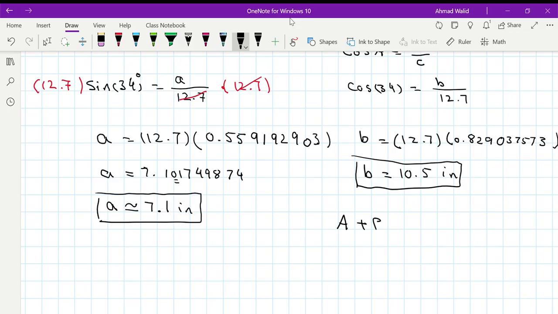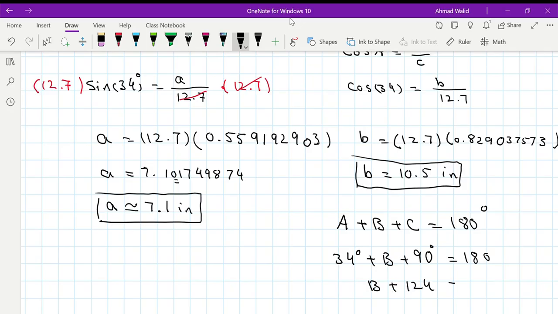Angle A plus angle B plus angle C should give you 180 degrees, right? A and C are given. A is 34 degrees plus B plus C, which is given as 90 degrees for you, equals 180. 34 plus 90 gives you 124. It means B plus 124 equals 180.